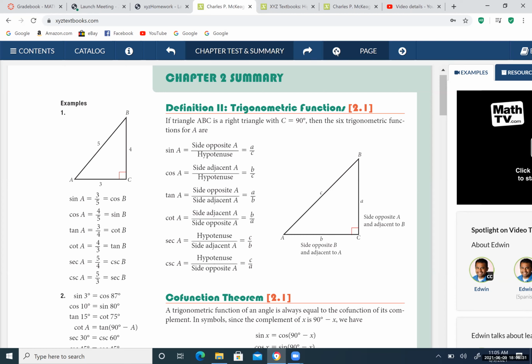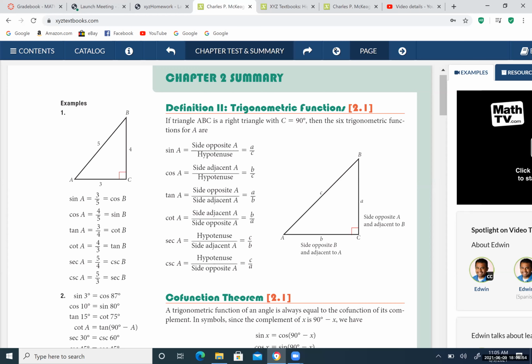Okay. So right here, they give us definition 2 for trig functions, right? If triangle ABC is a right triangle, as you're looking at this ABC, angle C is 90 degrees. Then the 6 trig functions are the following. So this is the second definition, okay?